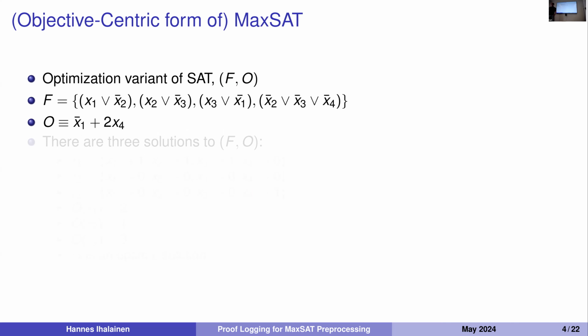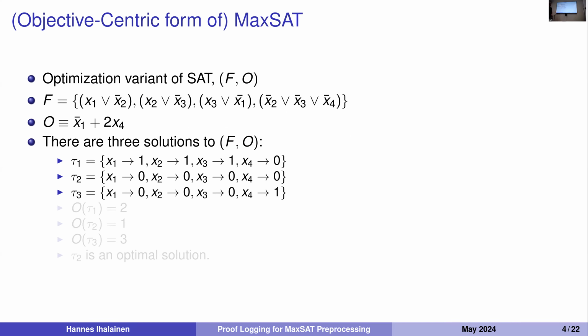So I guess you have already all seen MaxSAT this week. We have a CNF formula, and then we have an objective function. And we need to satisfy the CNF formula and minimize the value of our objective function. And here we have an example instance. And there are now 3 solutions to this MaxSAT instance, 3 assignments that satisfy our CNF formula.